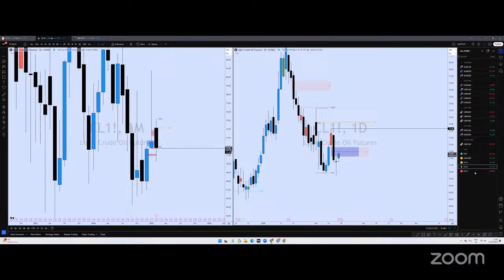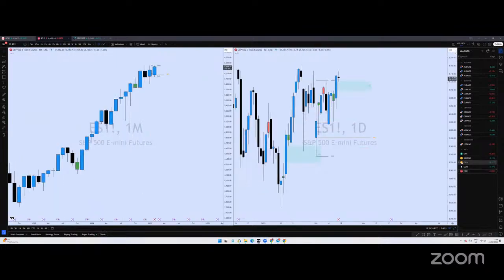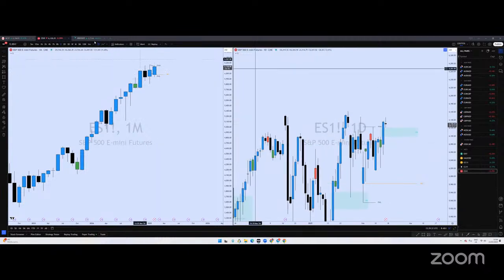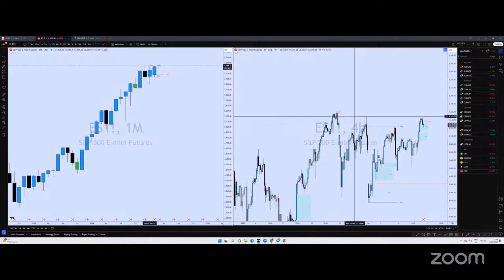All right, let's go to ES. So ES, yesterday we had a big push, and you know, it shouldn't come to you as a surprise because that's what we've been looking for, this high to be taken. I think that's where we're going next week. We will be reaching for that.